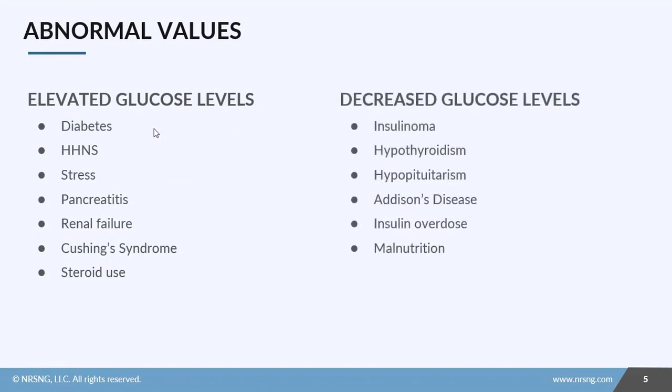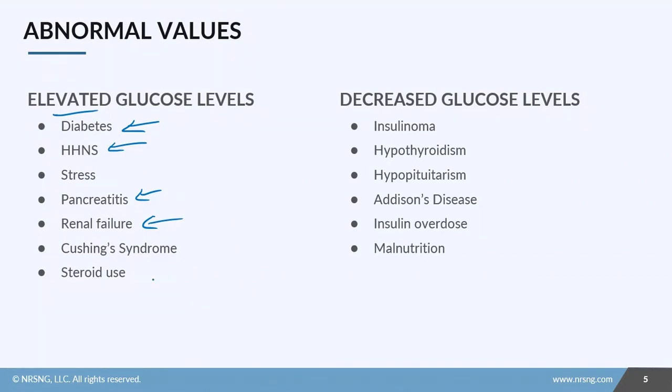So when are you going to see your abnormal glucose levels? Well, you're going to see your elevated glucose levels in your diabetics because they either lack the insulin or they don't have enough. You're also going to see it with HHNS, which is the hyperglycemic hyperosmolar non-ketotic syndrome. There are lessons on both of those, so go check those out. Another time you're going to see it is with pancreatitis, because pancreatitis is going to disrupt that process of insulin production. You're also going to see it in patients with renal failure.